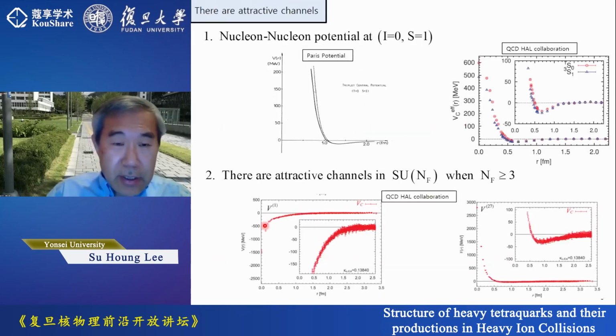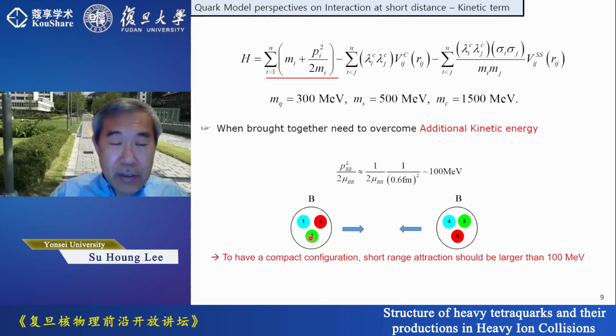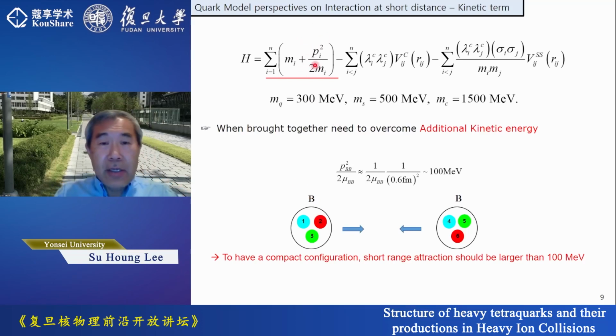So let's analyze this from a quark model point of view. Let's consider, for example, putting two baryons closer together, and then try to understand the energy dynamics, starting from a quark model point of view when they are compact. From a quark model point of view, you start with the kinetic energy of individual quarks, relative kinetic energies, and then you have two-body interactions, usually denoted by IJ.